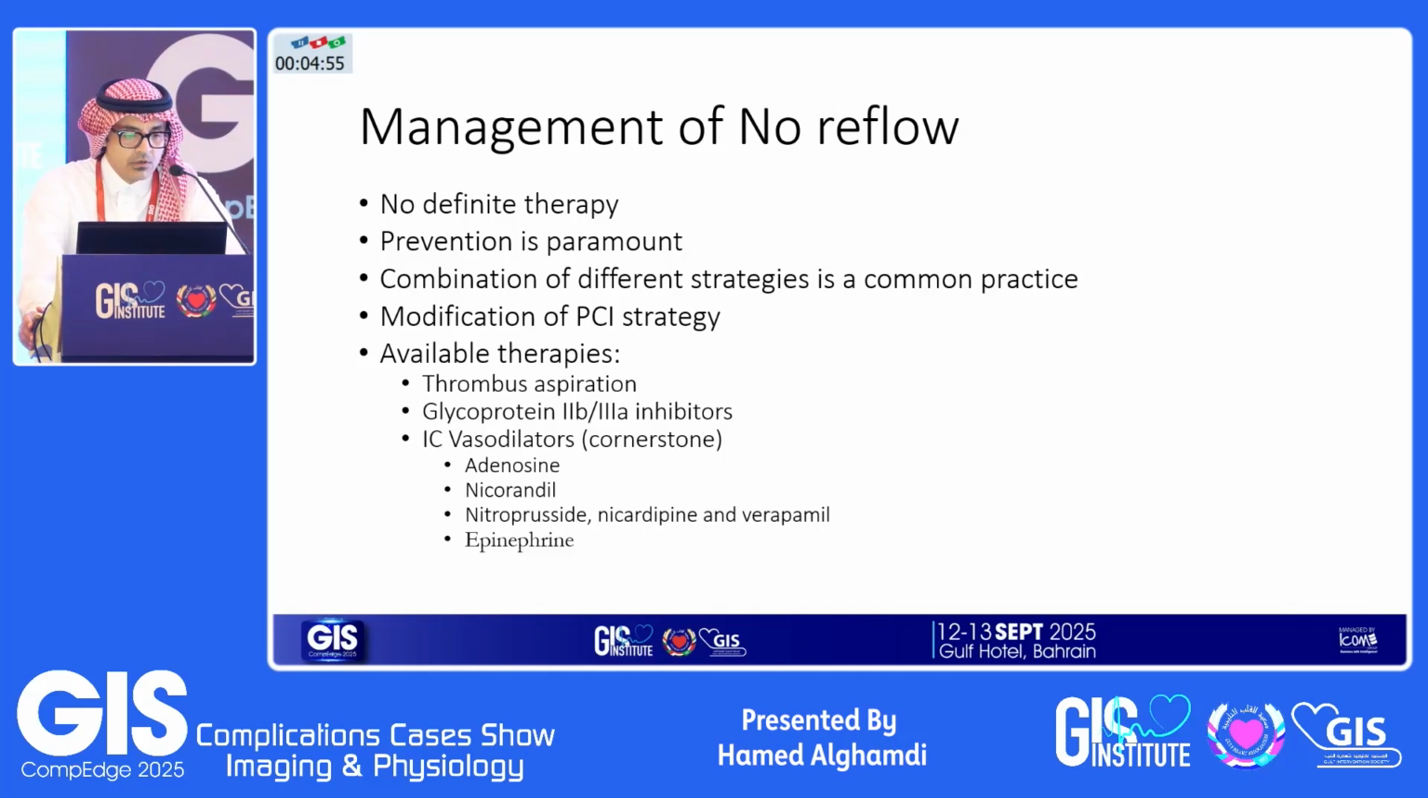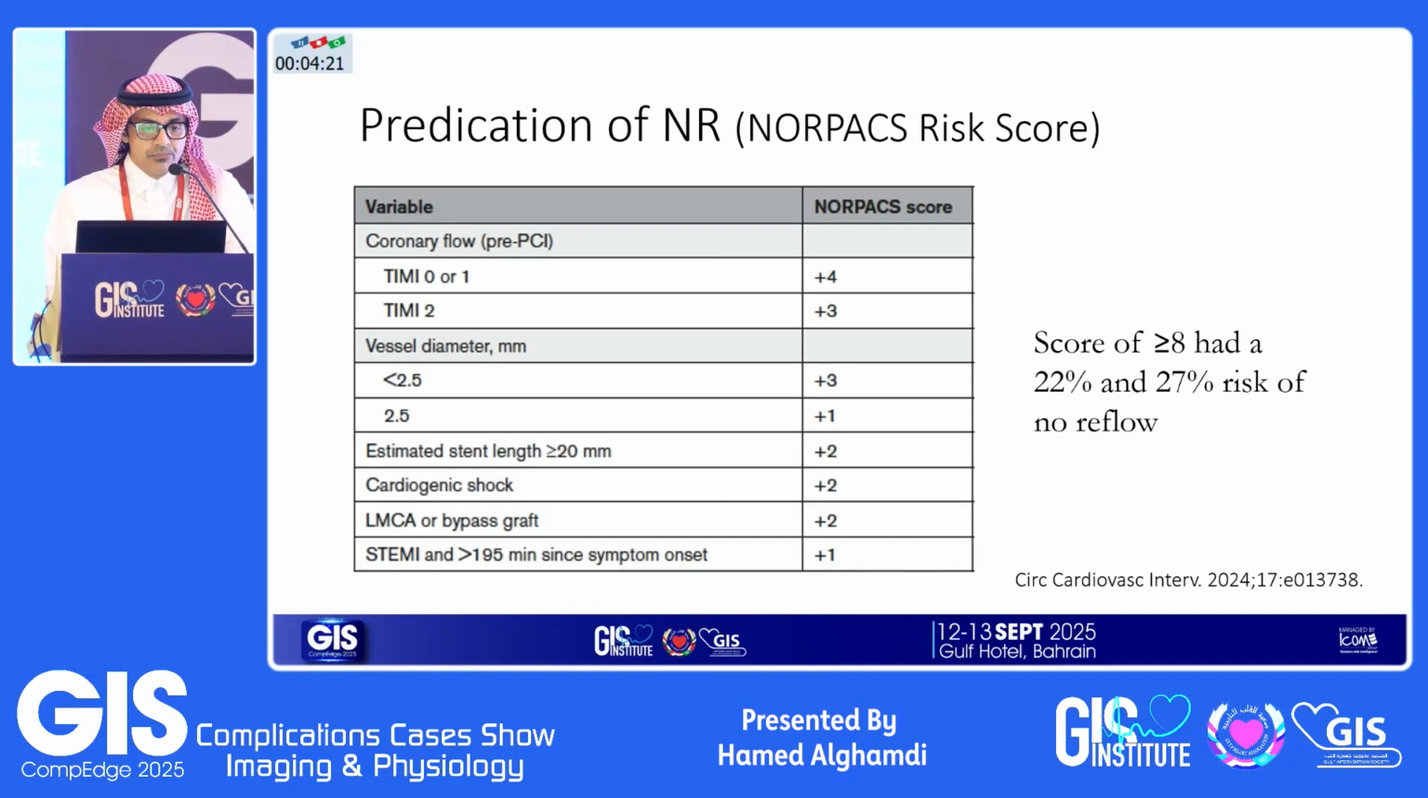The management, now, unfortunately there's no consensus on how to manage this and no definite therapy. Prevention is extremely important in these cases, and usually, to be practical, we end up using different strategies in our practice. Modification of PCI is something we could do if we have the luxury of doing that in the cath lab, and that potentially might change the outcome. Available therapies might slightly change the outcome. It might help, but the data on that is all over the place.